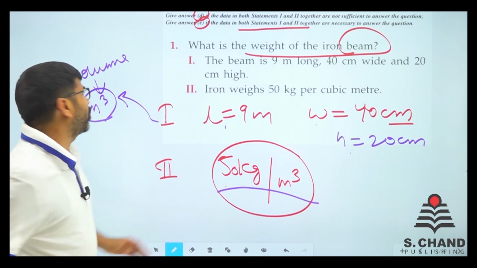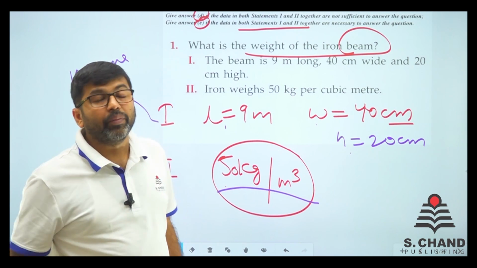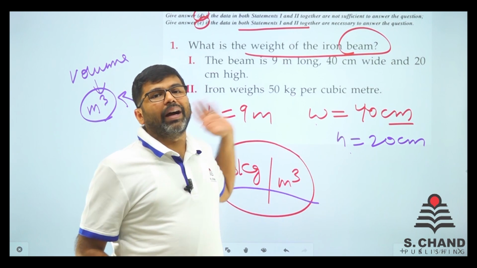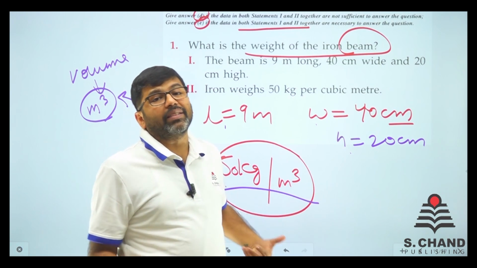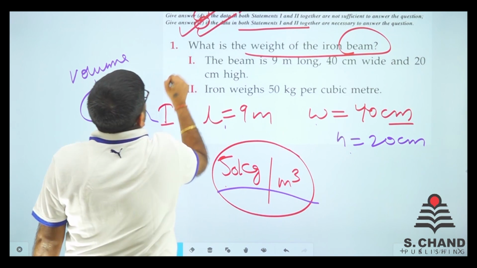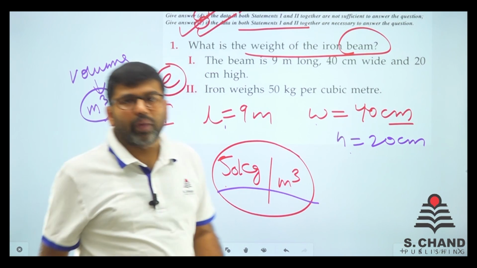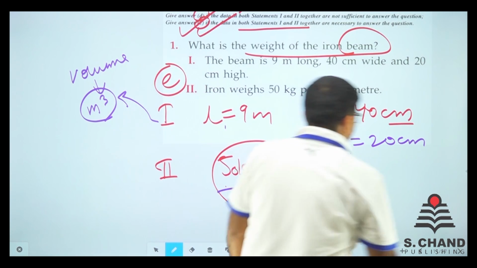Now in the examination, you don't need to find L into W into H. You don't need to find it. You just know that a value will come, you multiply it with this, and the answer will come. So for this question number 1, we have the answer as E. 1 and 2 together is sufficient, right? So we move on to the next question.